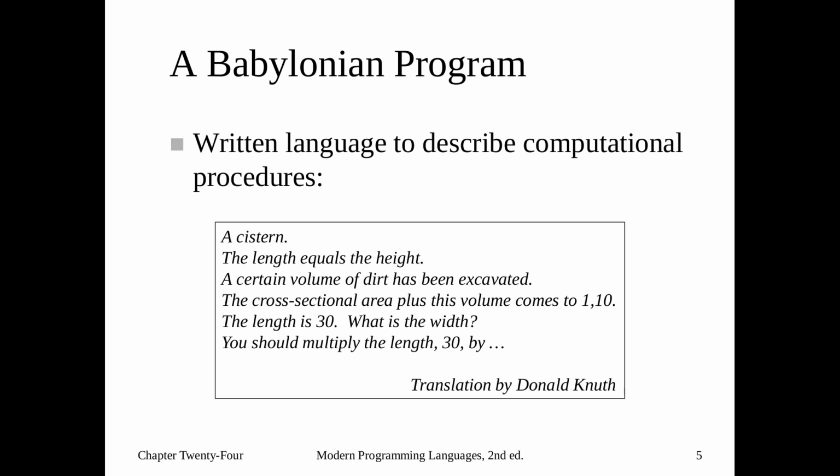But so you have a cistern, the length equals the height, a certain volume of dirt has been excavated, the cross-sectional area plus the volume comes to 1, 10, which we saw earlier was in base 60, the length is 30, what is the width? You should multiply the length by 30 and then it continues. So basically they were describing algorithms for calculating things. And this goes back, way back.